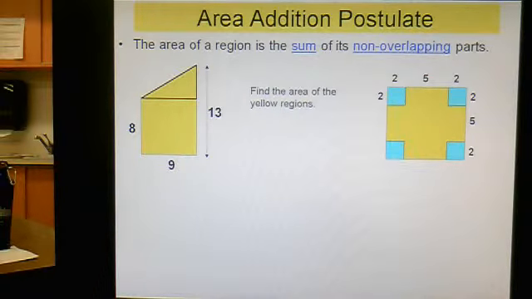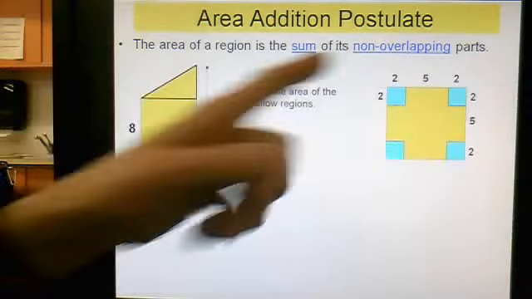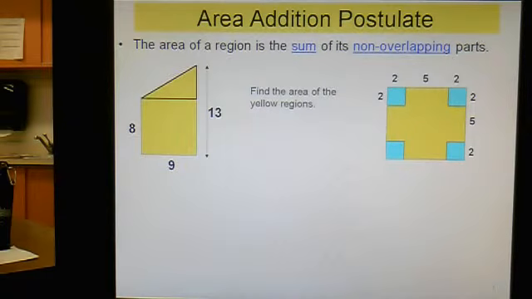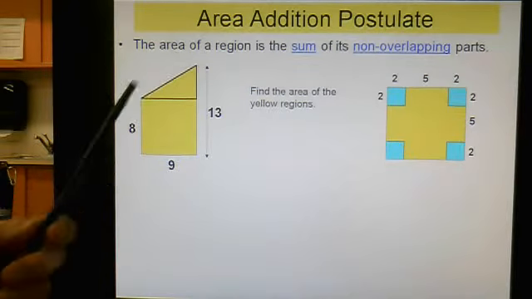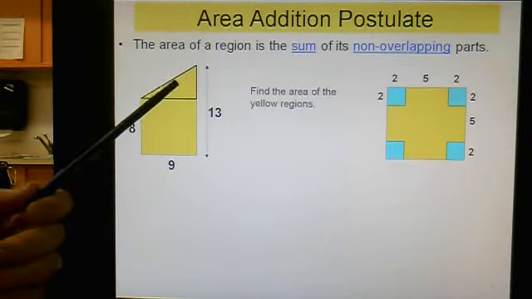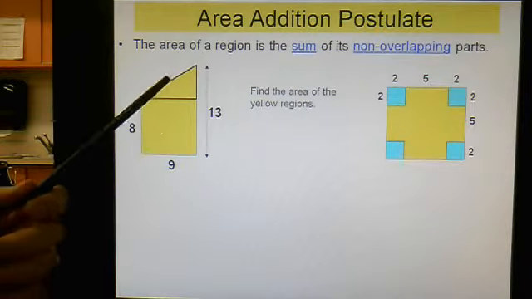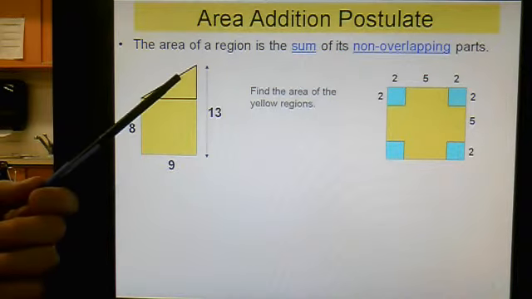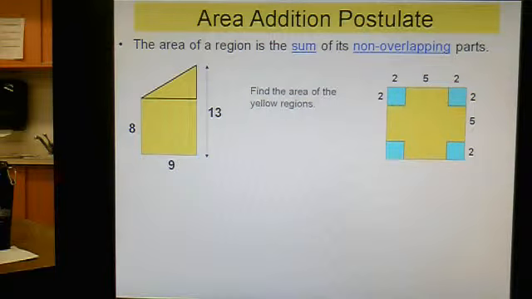This just says you can add segments that are non-overlapping, which just means they're adjacent. They're not sharing any space. So like this trapezoid that's on your paper is actually going to be cut up into a rectangle and a triangle. Find the area of this one, find the area of this one, add them together. Same thing with this one over here.